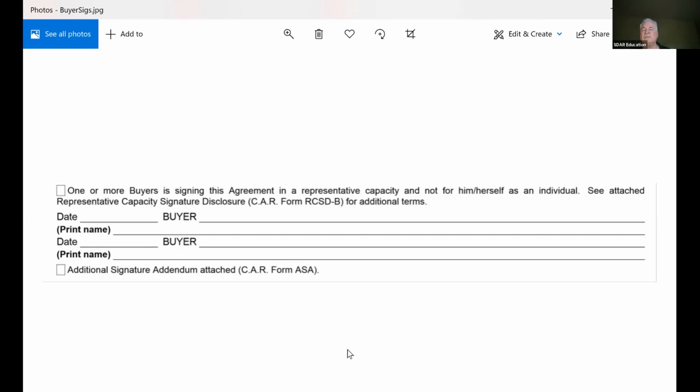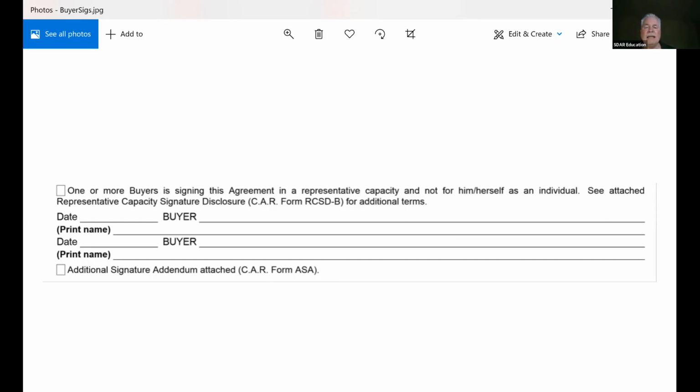Okay. So I have a place for two buyers. What happens if I have another buyer? What happens if I have 3 or 4 or 5? And that happens. Remember, we're not talking about an RCSD. We're talking about 3 brothers, or 3 sisters, or 4 or 5 people getting together buying something and they have not created an entity. Then I need my ASA form, which is my additional signature addendum. Okay, so let's pull up that form and take a look at that.